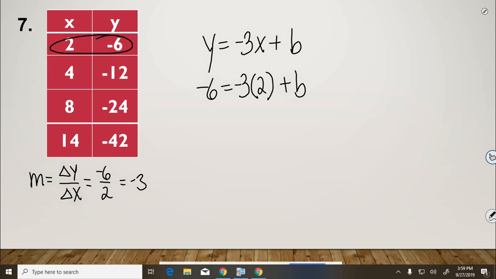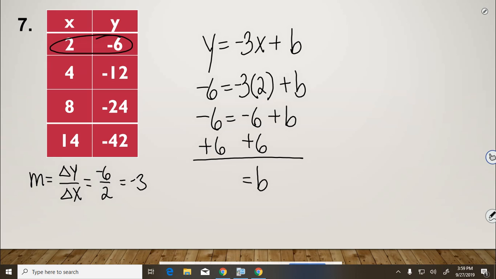So we have -6 equals -3 times 2 plus b. So -6 equals -3 times 2, which is -6 plus b. I add 6 to both sides, and b equals 0. So that means my equation is just y equals -3x, which hopefully you recognize as being a proportional equation. Proportional because it goes through the origin. The y-intercept is 0.